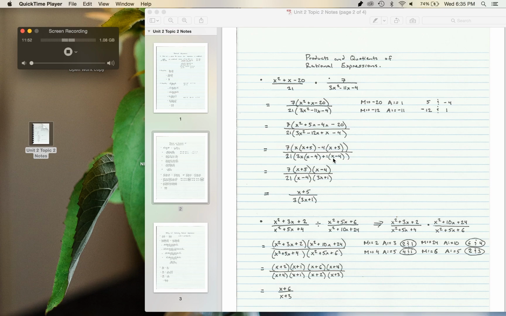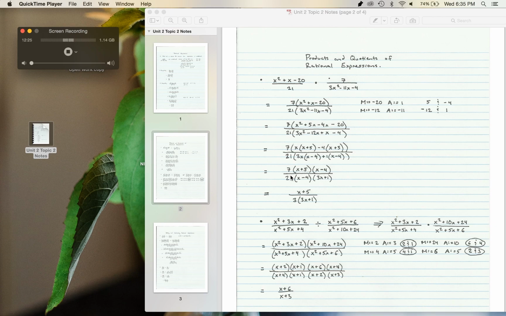So here, in my next step, I'm going to look at these quadratics individually, top and bottom. Let's start with the top one. Here I will pull out my common factor of x plus 5. X plus 5 is appearing in both terms, so I can pull it out, and I'm left with x minus 4. For the bottom, I have an x minus 4 on both sides, so I can pull that out, and I'm left with 3x plus 1. Okay, I still have my 7 and my 21 on the outside.